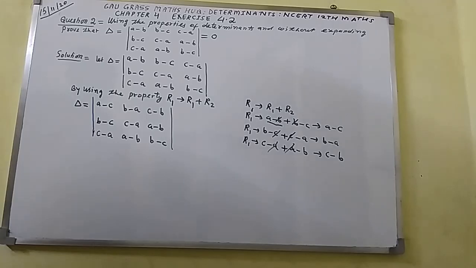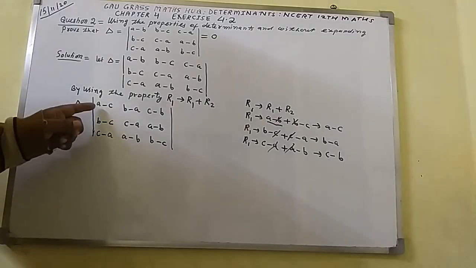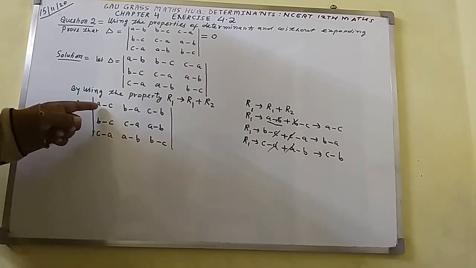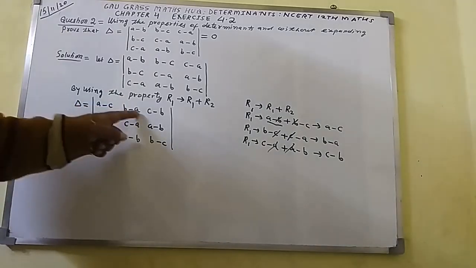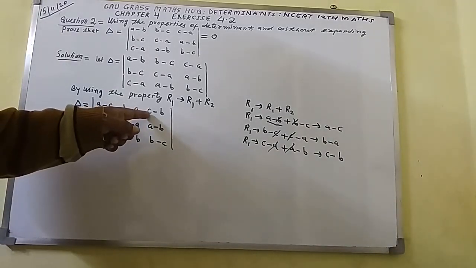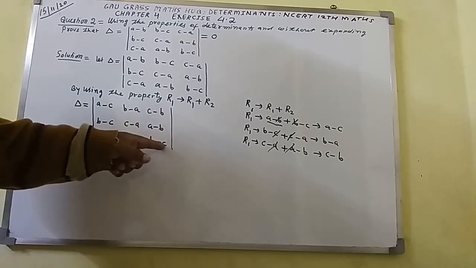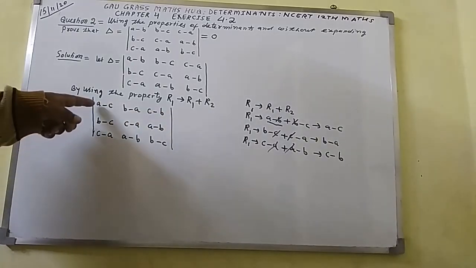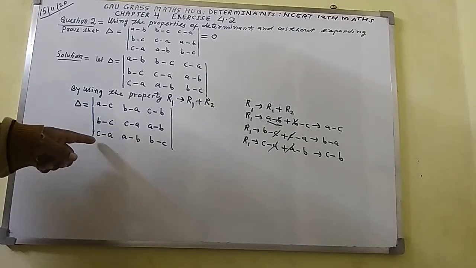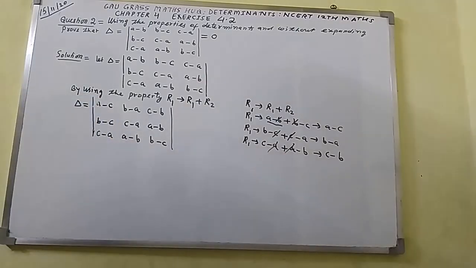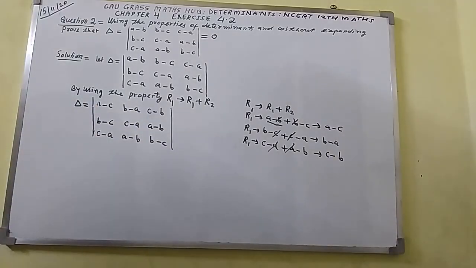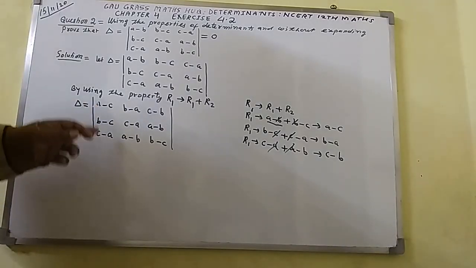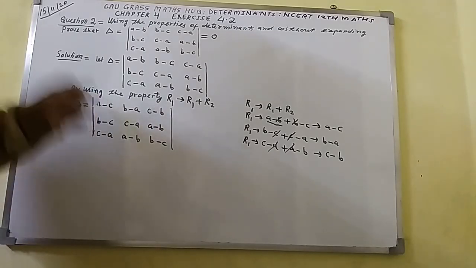Now you can see here in the first row, first element is A minus C. In the third row, C minus A. Here you can see B minus A, minus B. C minus B, B minus C. First row and third row are reciprocal to each other. So if you put here reverse sign, you will get this element. So what you have to do? Here, now you take this one.